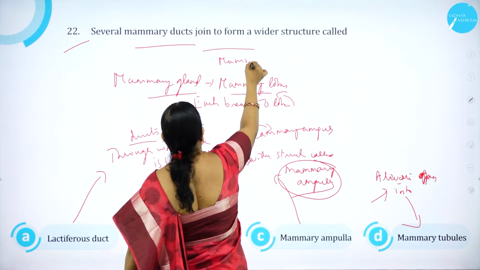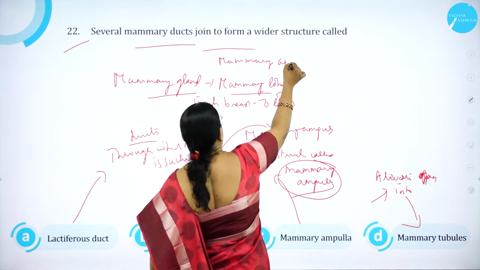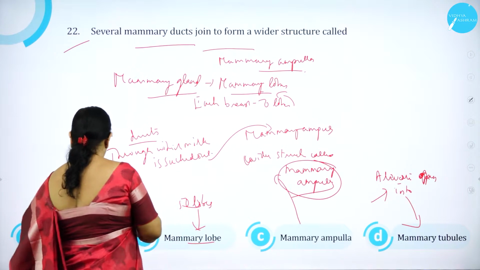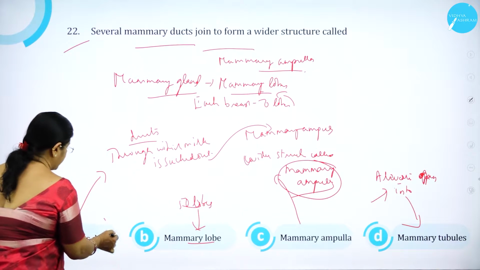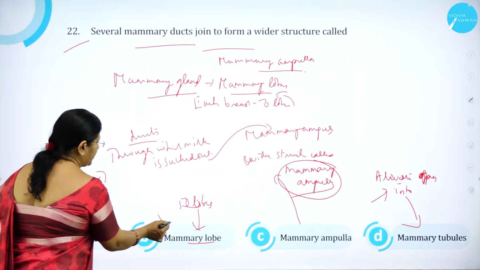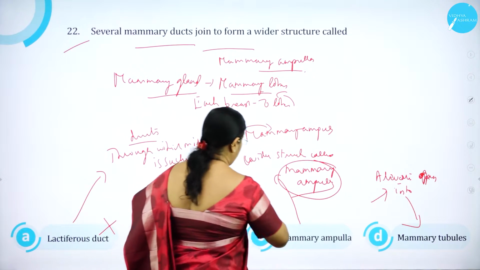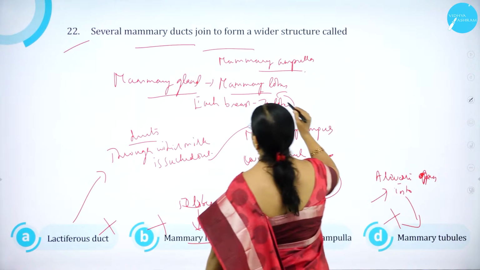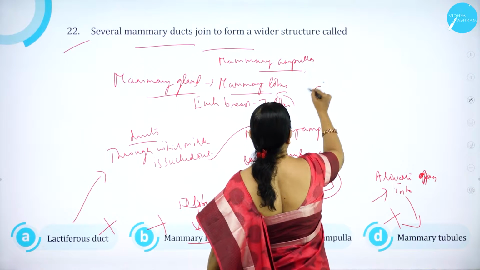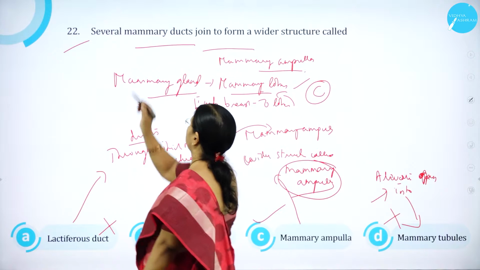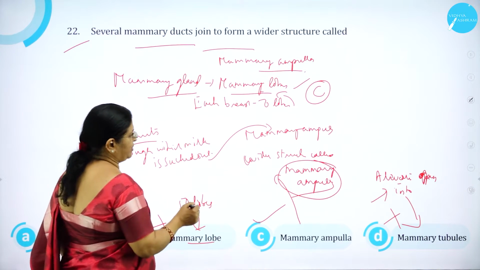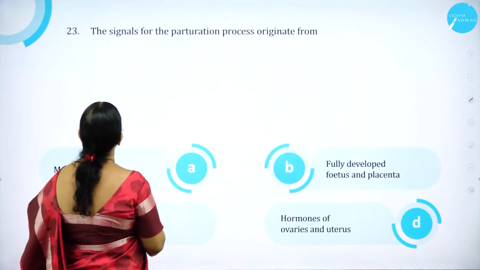So several mammary ducts join to form what? Mammary ampulla. So which is the option which is having mammary ampulla? First one, lactiferous duct, wrong. B mammary lobe, wrong. C mammary ampulla, correct. D mammary tubules, wrong. So option C is correct. Several mammary ducts join to form a wider structure called mammary ampulla.